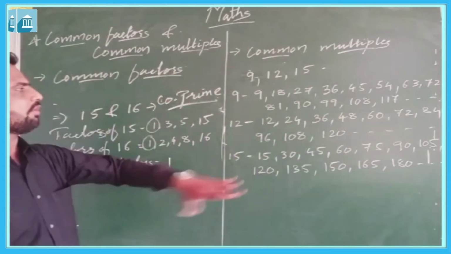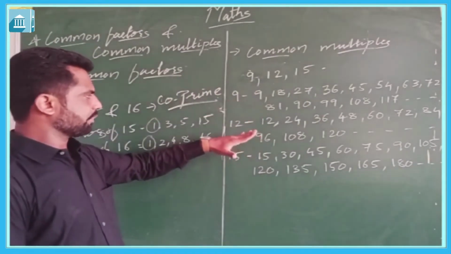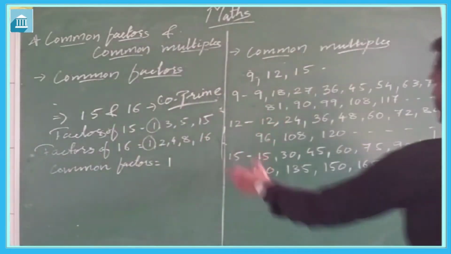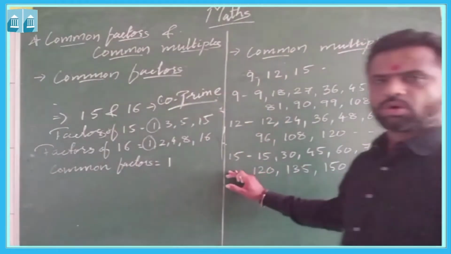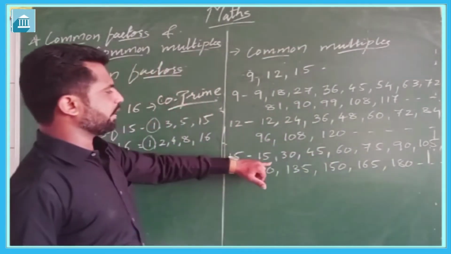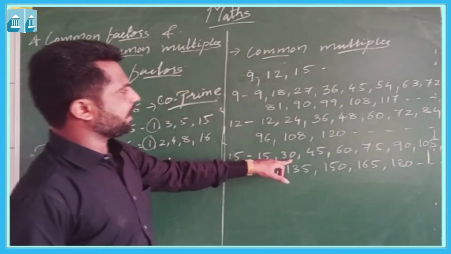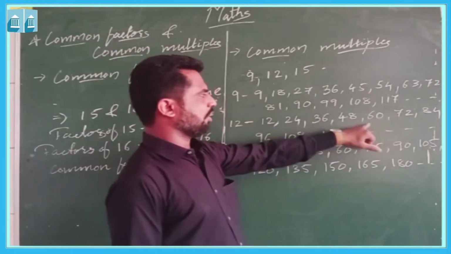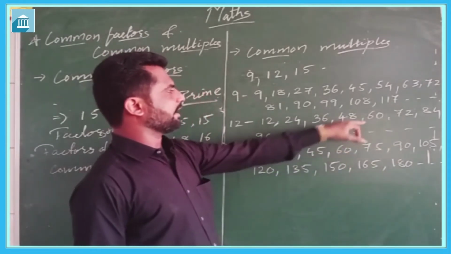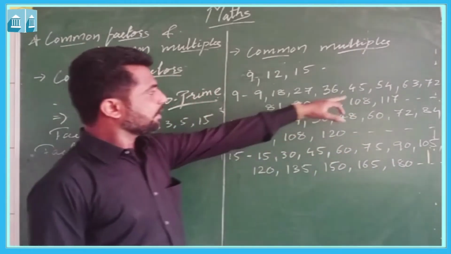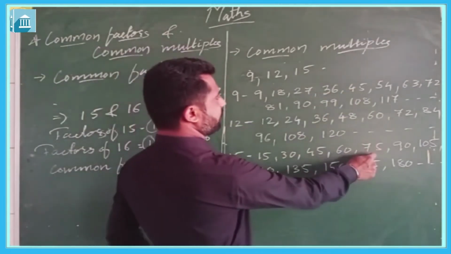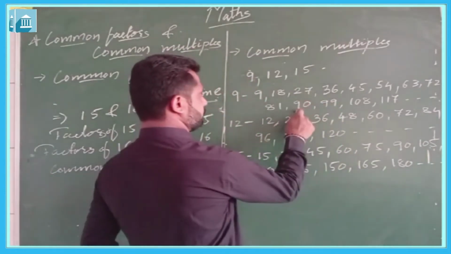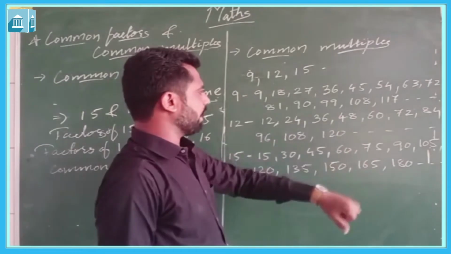Now we have to find out the common multiple of 9, 12 and 15. If we want the common multiple, first we look at the largest number. The easy way is to take the multiples of the largest number and check whether each is there in the others. 15 is there? No. 30 is there? No. 45 is there in 9 but it is not there in 12. 60 is there in 12 but not there in 9. 75, 90, 90 is again there in 9 but it is not there in 12.